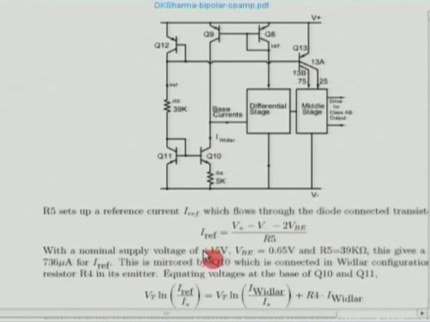So with a nominal supply voltage of plus minus 15 volts and VBE taken to be 0.65 volts, notice that the currents flowing are quite small, and therefore we take a somewhat smaller voltage than 0.7. So, VBE of 0.65 and R5 equal to 39 kilo ohms, this will give a factor of about 3/4 of a milliamp, which will flow through this. That means you have about 736 microamps flowing through this. This current must then be equal to the current through this plus the drop across this, because the VBE is different.